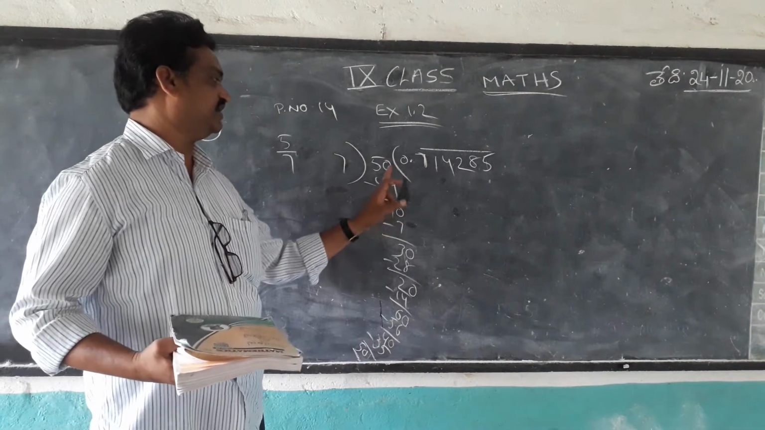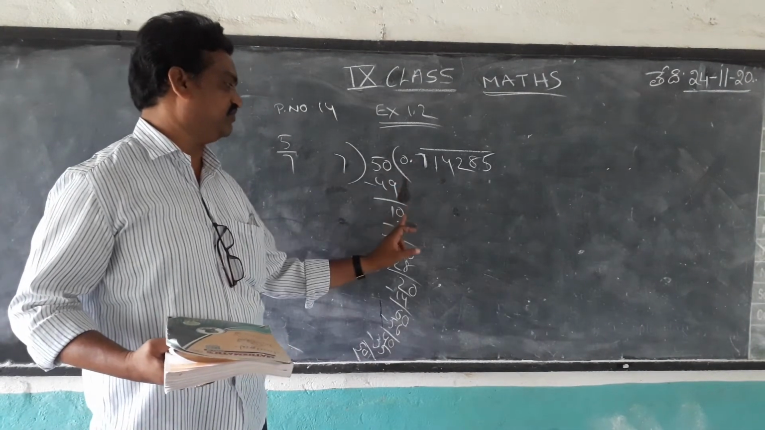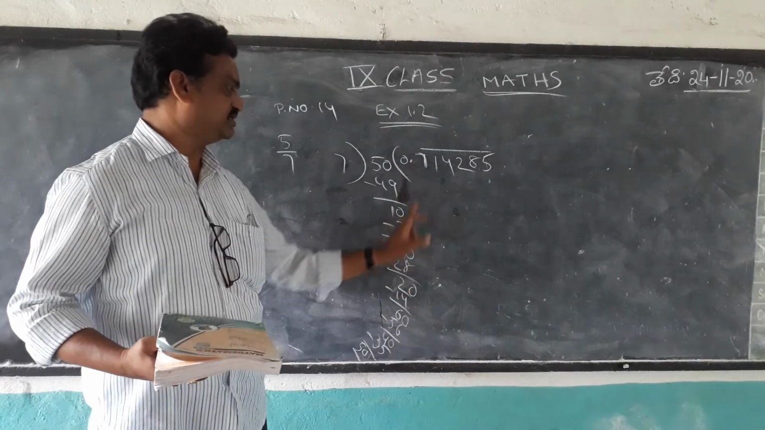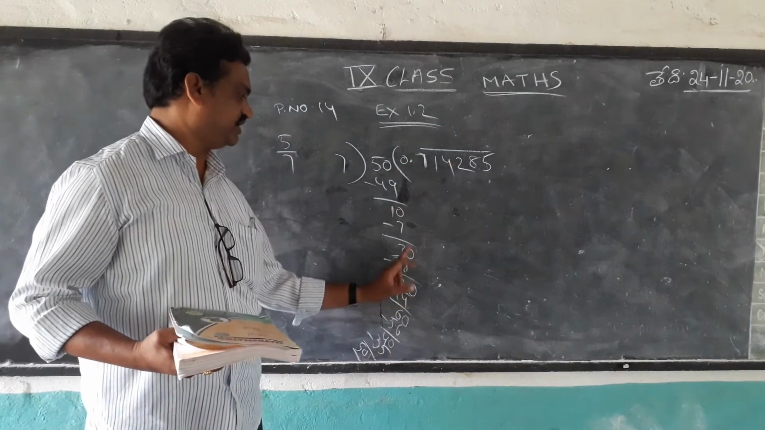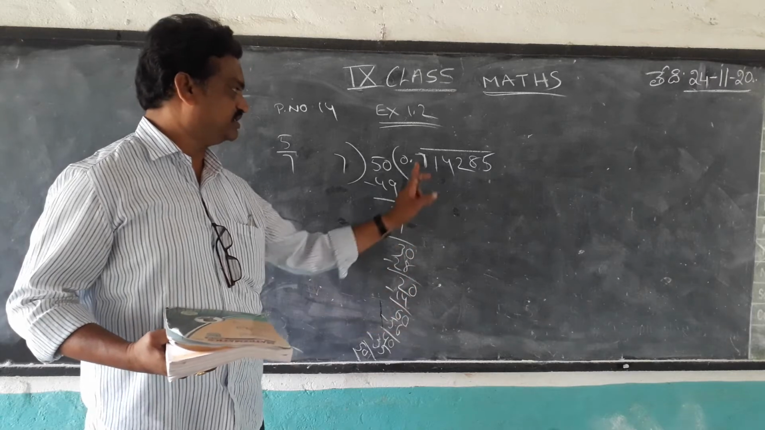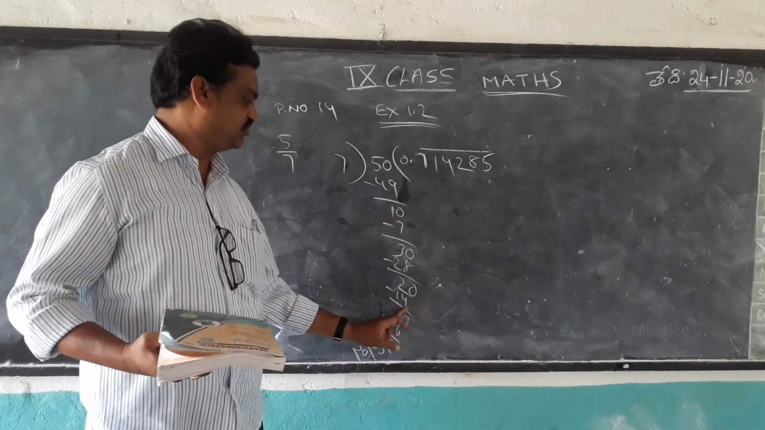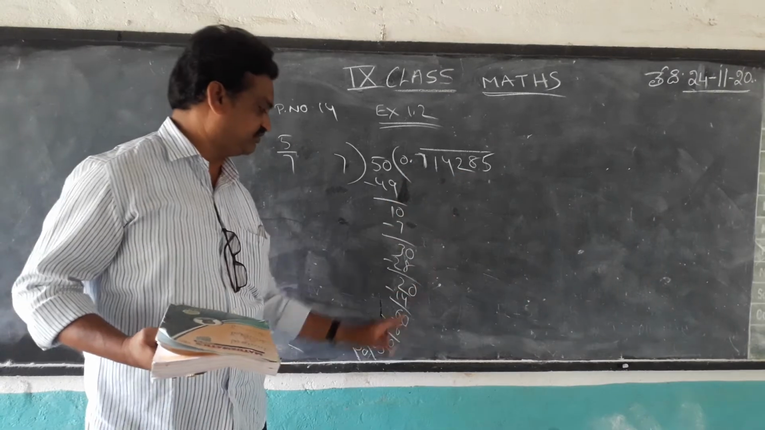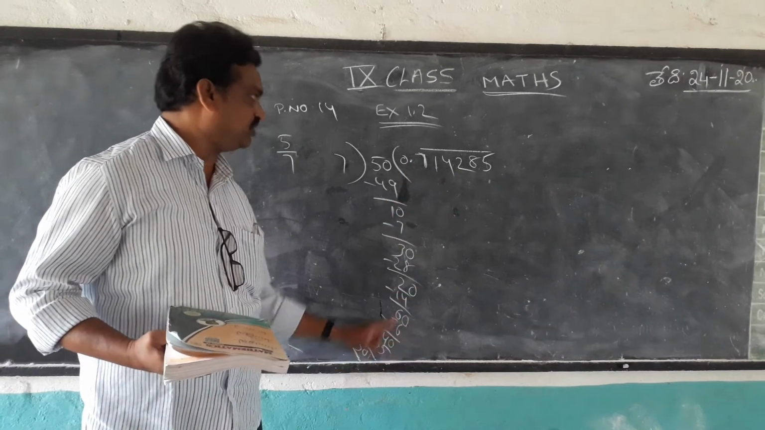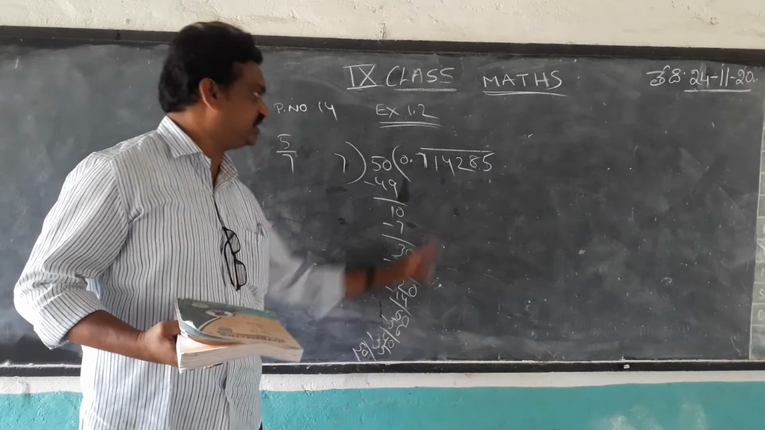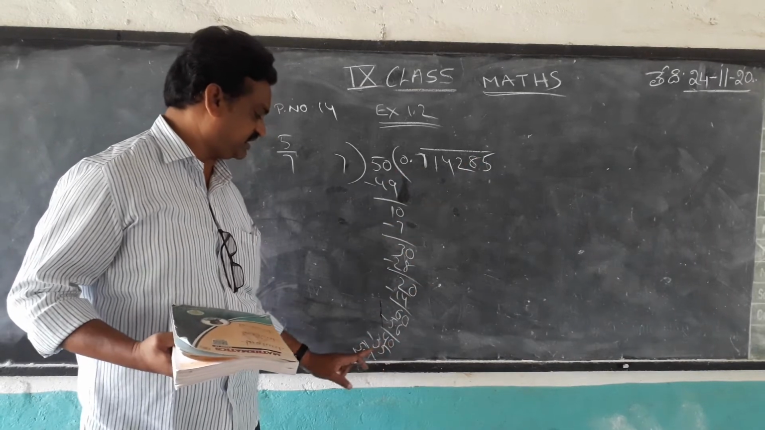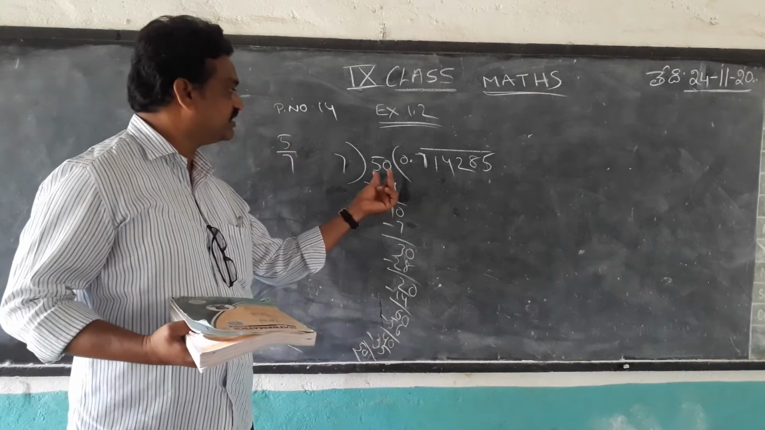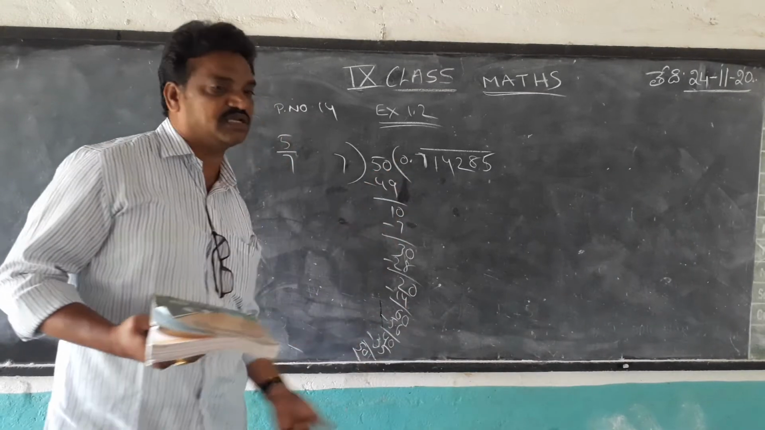7 7s are 49. 10 minus 9, 1. 7 1s are 7. 10 minus 7, 3. 7 4s are 28. 30 minus 28, 2. 7 2s are 14. 20 minus 14, 6. 7 8s are 56. 60 minus 56, 4. 7 5s are 35. 40 minus 35, 5. The point is there, therefore you have to write 0. 50, 50, the same numbers repeat.